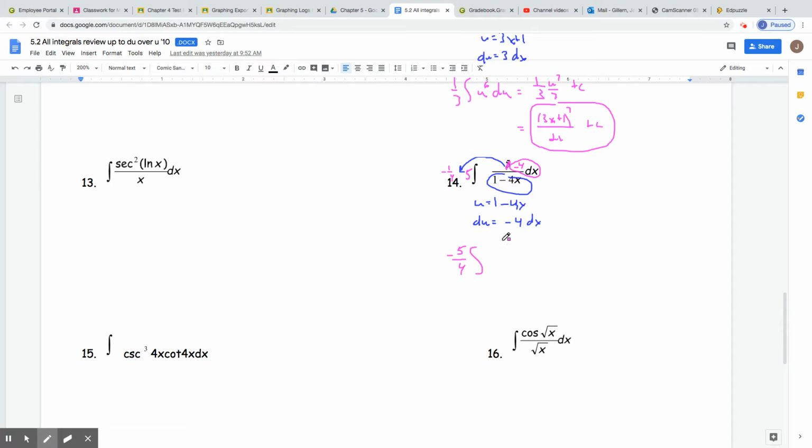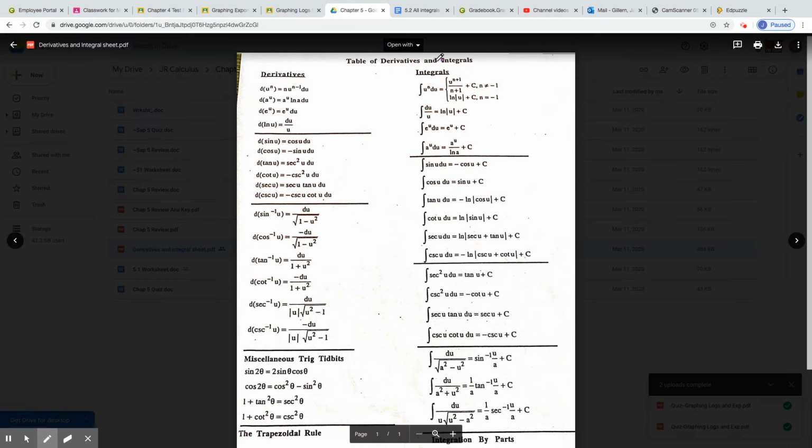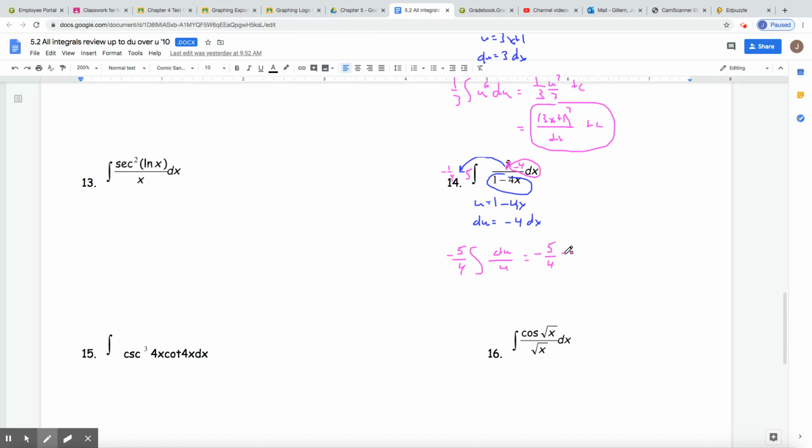The integral of negative 4 dx is just my du. And 1 minus 4x is my u. So I'm left with negative 5/4 du over u. If you forget what that is, the integral of du over u is natural log of u plus c. So natural log of u, which was 1 minus 4x, plus c.